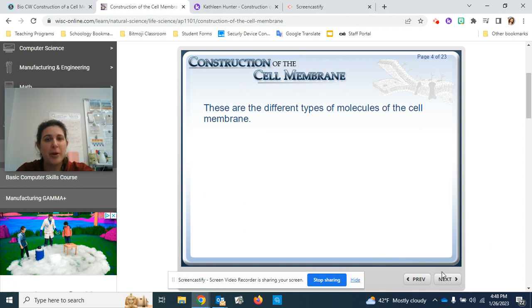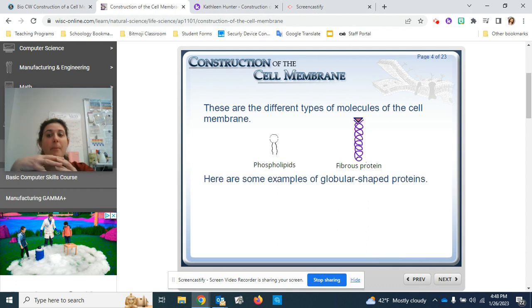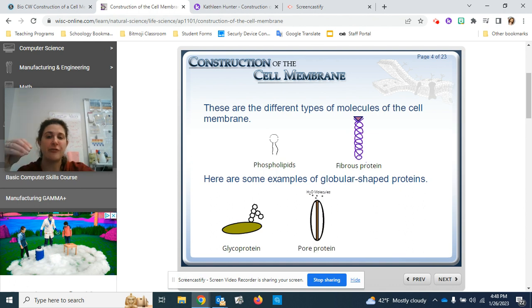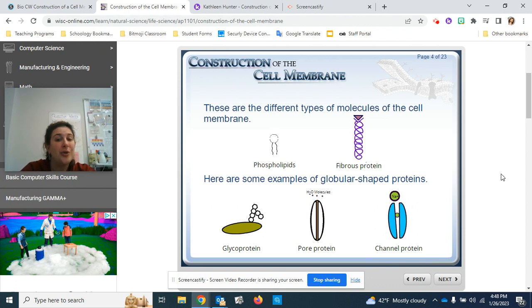And then inside the cell membrane, we do see different types of molecules. Phospholipids make up most of it. Fibrous proteins are there, and then there's different globular proteins, and they all have different jobs. If you look at it here, you could see the glycoprotein has something stuck on the outside. The pore protein, like pores in your face, opening, and then the channel protein, we see more movement there, right? We see that it opens and closes. So there are all these different molecules that help make up the cell membrane.